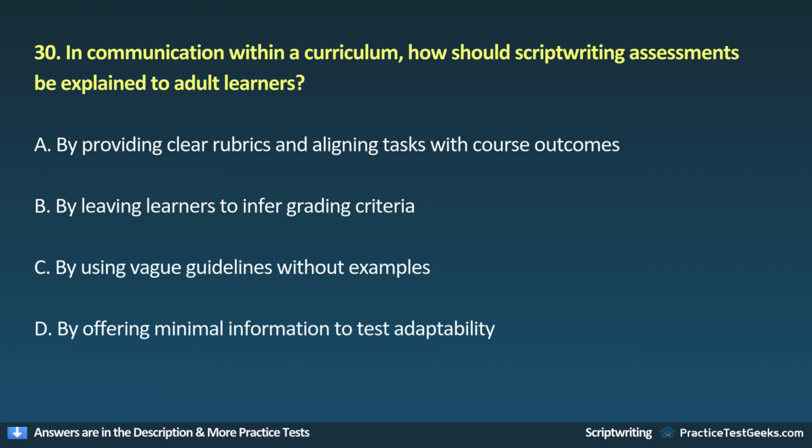30. In communication within a curriculum, how should scriptwriting assessments be explained to adult learners? A. By providing clear rubrics and aligning tasks with course outcomes. B. By leaving learners to infer grading criteria. C. By using vague guidelines without examples. D. By offering minimal information to test adaptability.